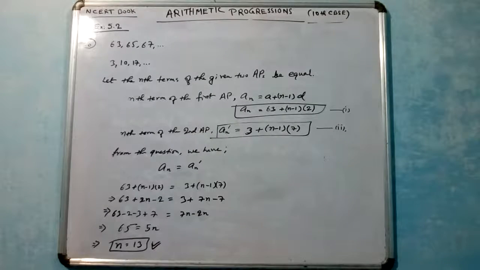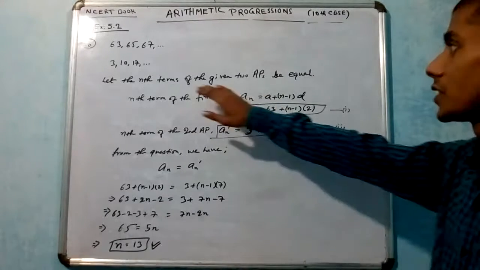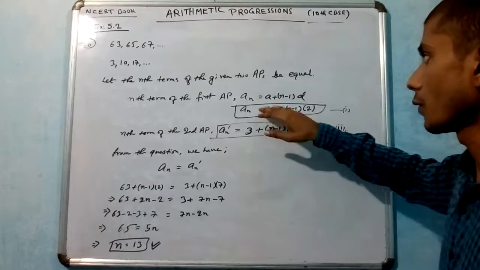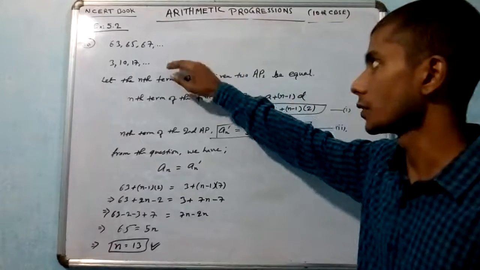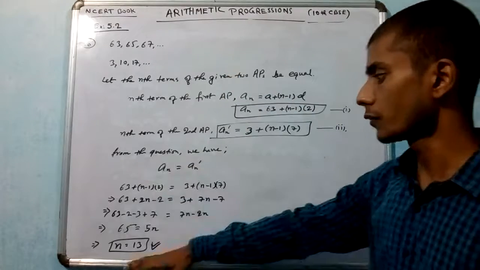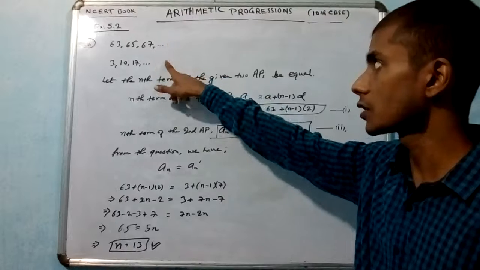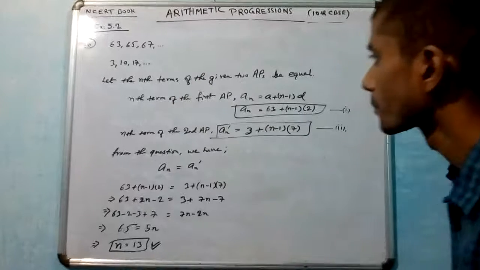Equal. So that's what we did. Let the nth terms of the given APs be equal. We found the nth term in the first, the nth term in the second, we equated, we solved, and we got n equals 13. What does it mean? The 13th term of this AP and the 13th term of this AP will be equal.